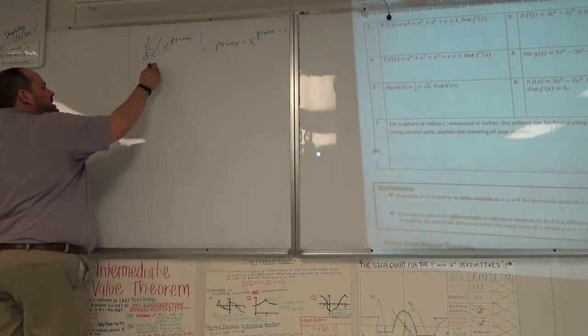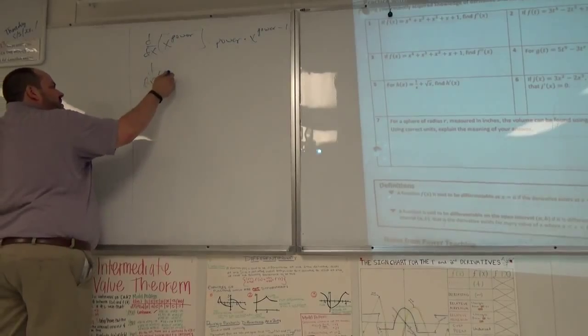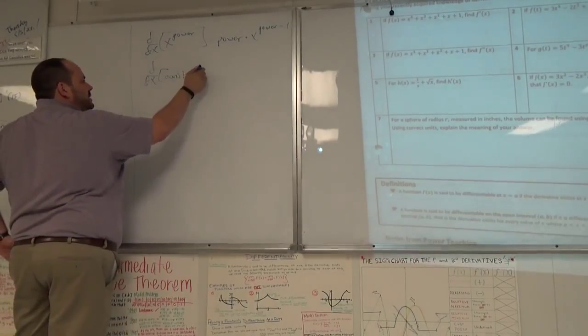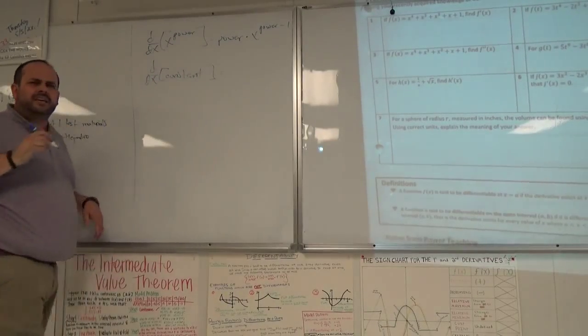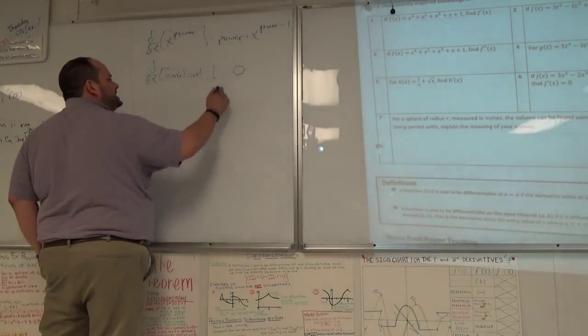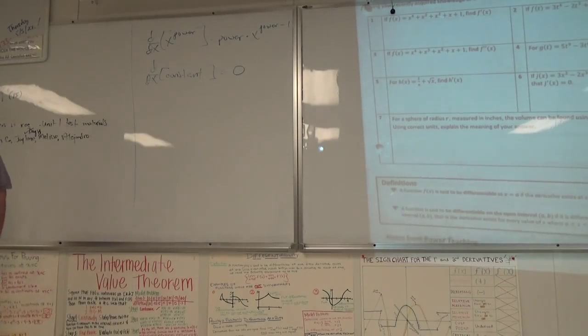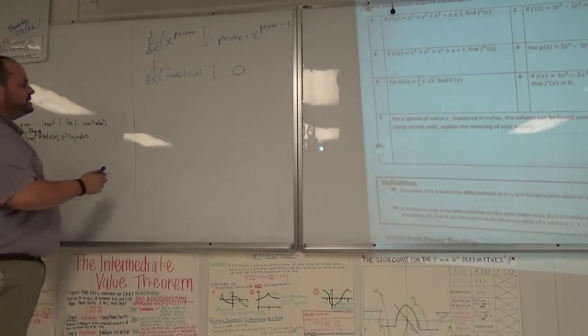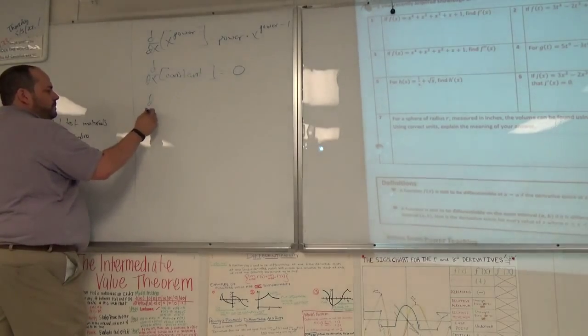Here comes another easy one. The derivative of a constant. The derivative of a constant is 0. Always, always, always.